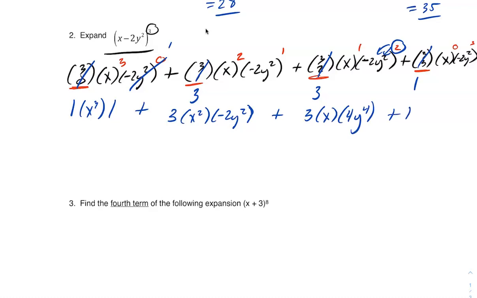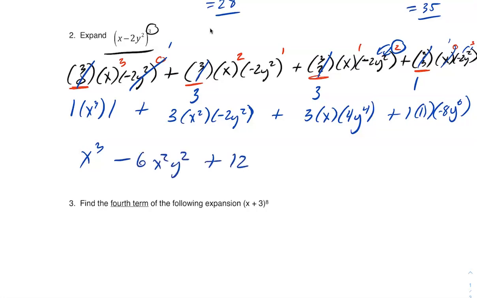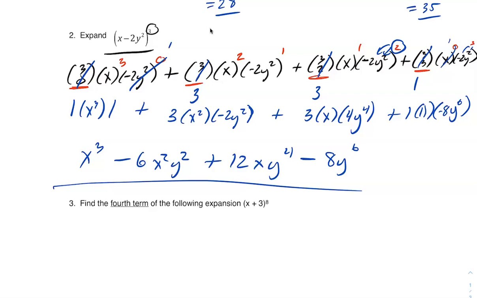So 1. Anything to the 0 power is also 1. And then here, again, you're cubing both of them, so it stays negative, and that becomes a y to the 6th. Power to a power you multiply. So like that, and that could simplify a little bit. So that's x cubed minus 6x squared y squared plus 12xy to the 4th minus 8y to the 6th. There's the answer there.